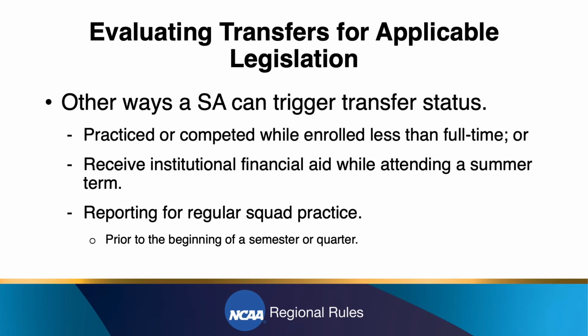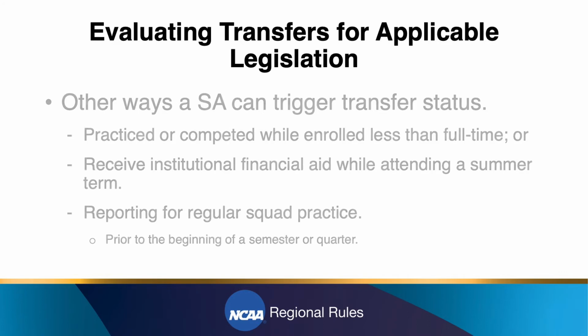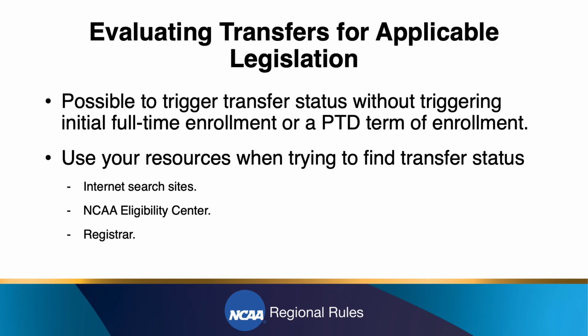There are other ways a student athlete can trigger transfer status. Some examples are listed below. Did the student athlete practice or compete while enrolled less than full-time? Did he or she receive institutional financial aid while attending a summer term? Did he or she report for regular squad practice prior to the beginning of a term? It is possible for a student athlete to trigger transfer status without triggering initial full-time enrollment or the use of a term for progress towards degree purposes.